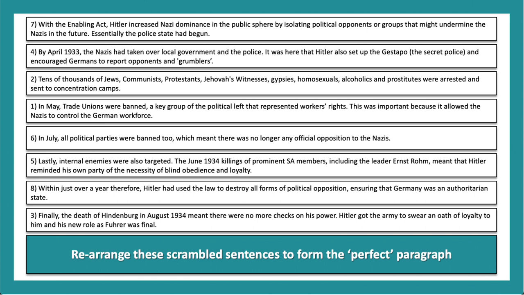And then finally, you've got this death of Hindenburg. So it's important because it's symbolic of the end of Weimar democracy or the Weimar era. But Hindenburg's death means that there's no one above Hitler. And he then gets the army to swear an oath of allegiance to him or an oath of loyalty to him. And he basically has everything he needs to be an authoritarian, totalitarian ruler.